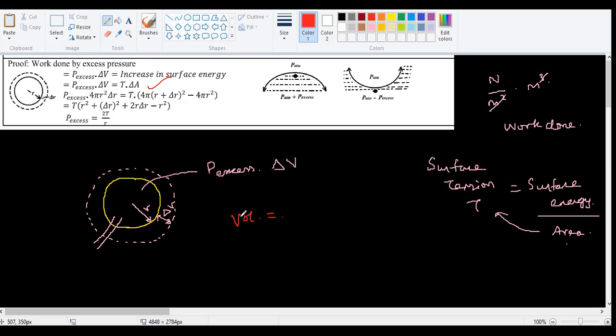So what he's saying is the change in volume is nothing but volume final minus volume initial. Which means 4 by 3 pi r cubed, but the new r is r plus delta r, the whole cube, minus 4 by 3 pi r cubed, because r is the original radius. So this is what he tried to say. But here I've used a different formula.